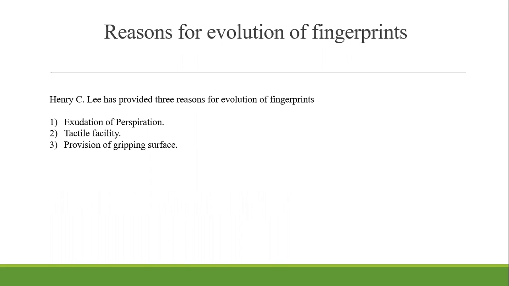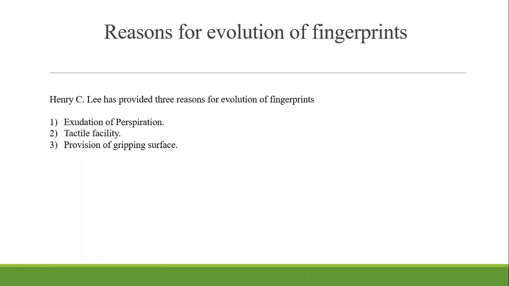The first one being occurrence of perspiration. Fingerprints act as an outlet for various oils and sweat. So this is the first reason why fingerprints evolved. The second reason being tactile facility. It has been argued by scholars that fingertips and the ridge and furrow pattern provide a higher perception of touch as compared to other surfaces of the body. However, as a counterpoint to this, a study showed that the ridge and furrow pattern provides lesser surface area for contact if we touch a surface.